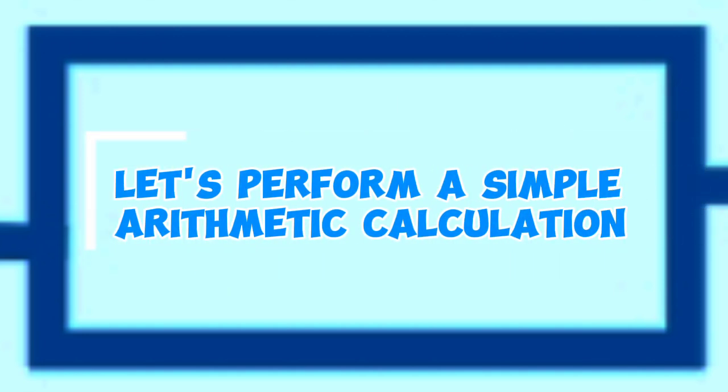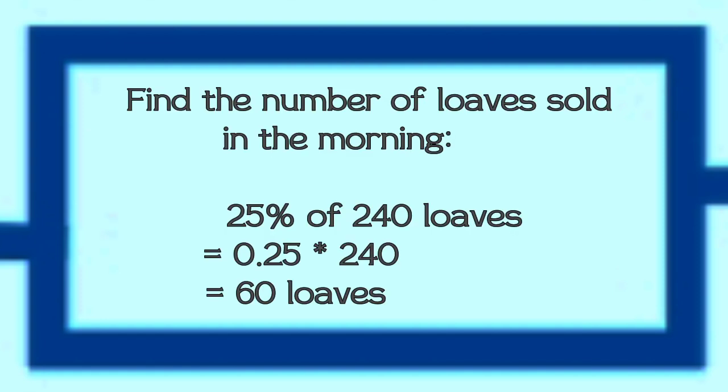Let's perform a simple arithmetic calculation. Find the number of loaves sold. In the morning, 25% of 240 loaves is equal to 0.25 times 240, which equals 60 loaves.